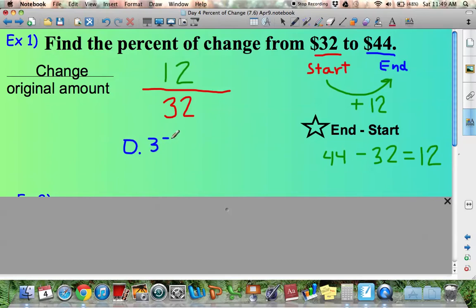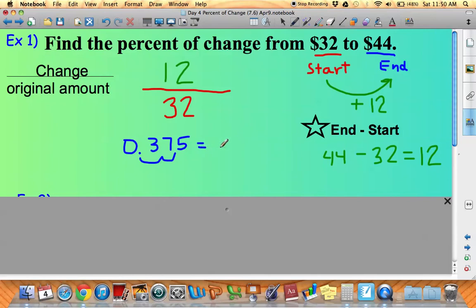0.375. Now this is a decimal. If we are asked to find the percent, I need to take this decimal point and move it over 2 spots. So it looks like the percent of change in this situation was 37.5%.